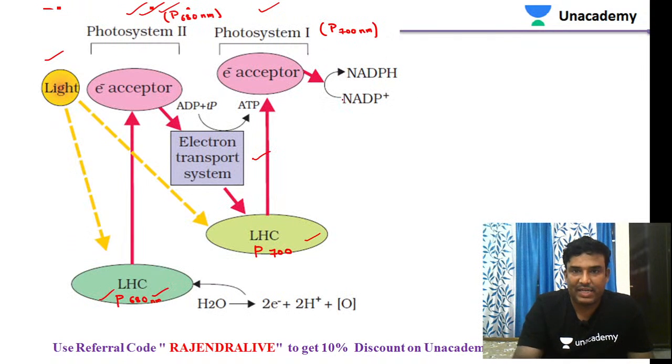Now this is the Z scheme. You can see the Z scheme is present here. This Z scheme indicates how the movement of electrons takes place.